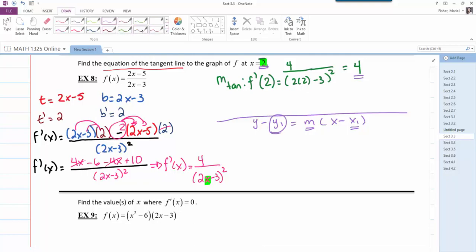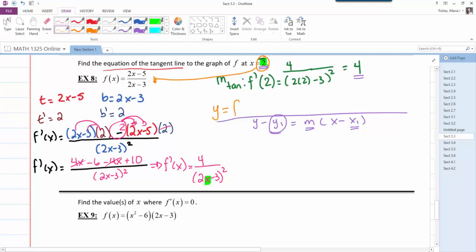Well, the way that I find the y value of the point is I need to plug in the given x back into my function. So I need to stick this x back into the original function. So my y, which is going to be f of 2, is going to be whatever 2 times 2 minus 5 over 2 times 2 minus 3 is. And this is just 4 minus 5 over 4 minus 3. Well, 4 minus 5 is a negative 1 over 1 is a negative 1. So my y value I know now is negative 1.